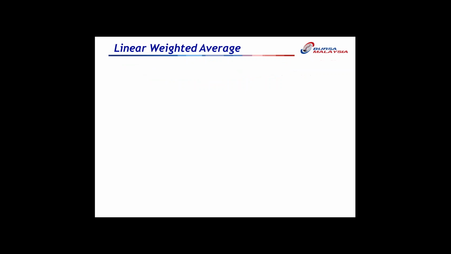Let's move on. The second type is linear weighted average. This one will need a little bit more explanation. Now it's the least common out of the three.